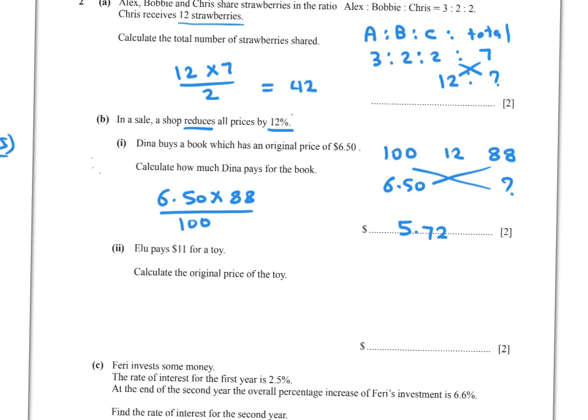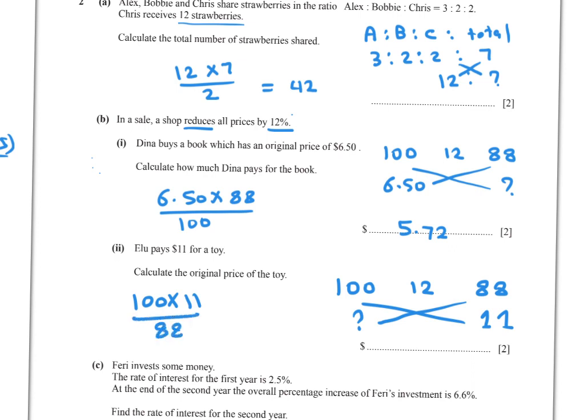With the same discount, reduced by 12%, so we can write 100 decreased by 12, now 88. But now we have the sale price, which is 11, and we need to find the original price. So cross multiply: 100 times 11 divided by 88 equals 12.5. 12.5, or 12.50, because this is money. 12.50.